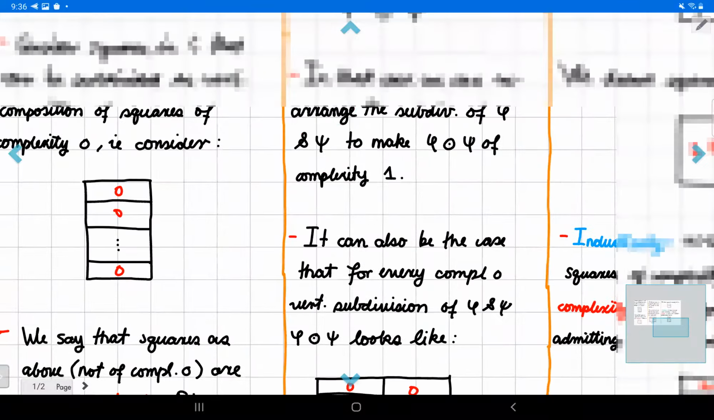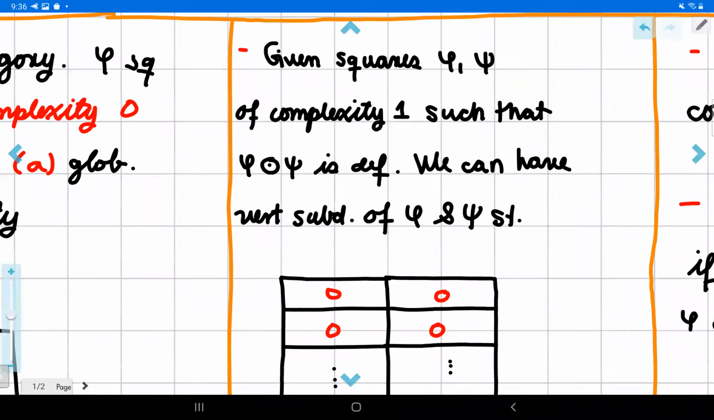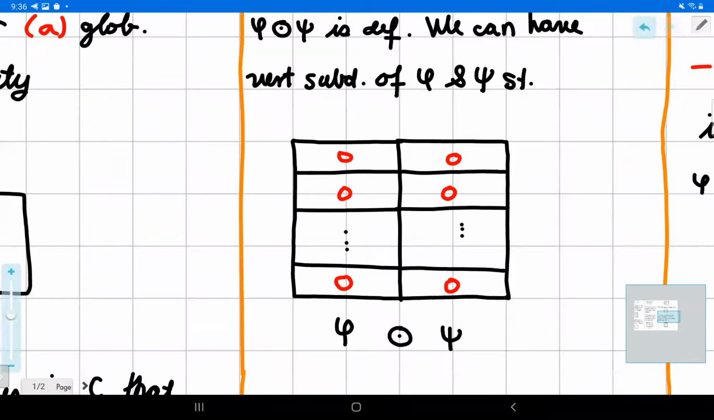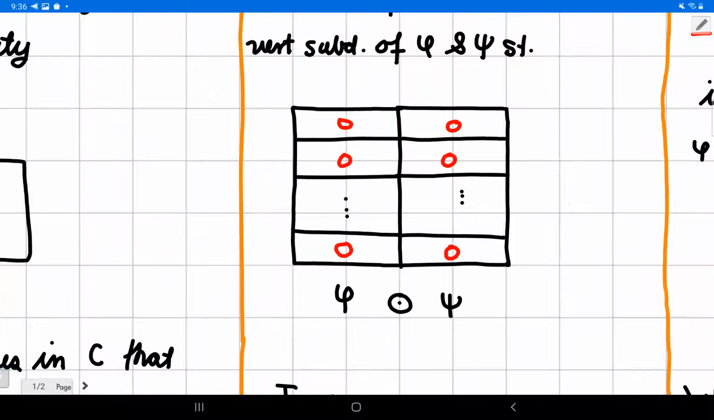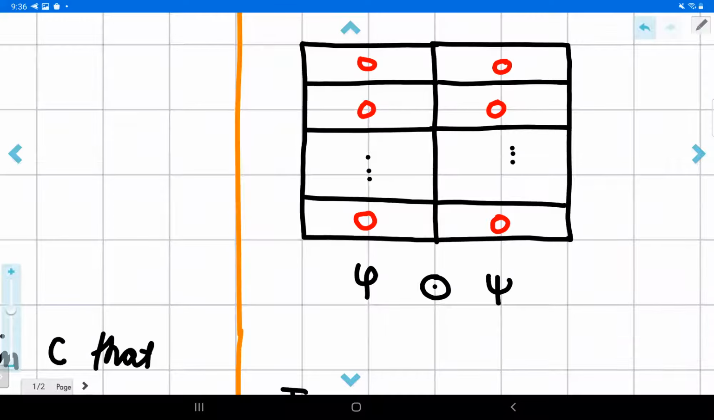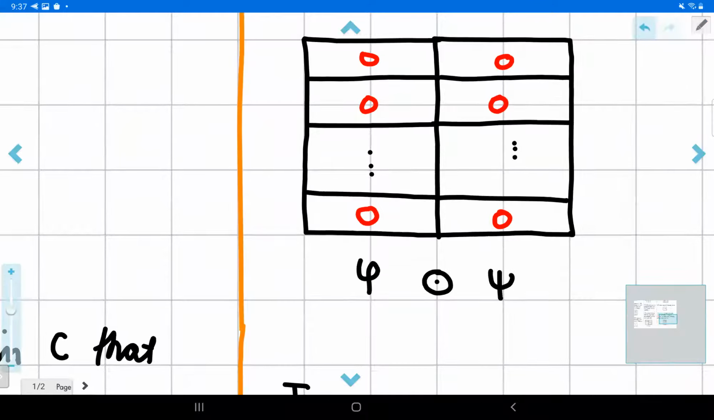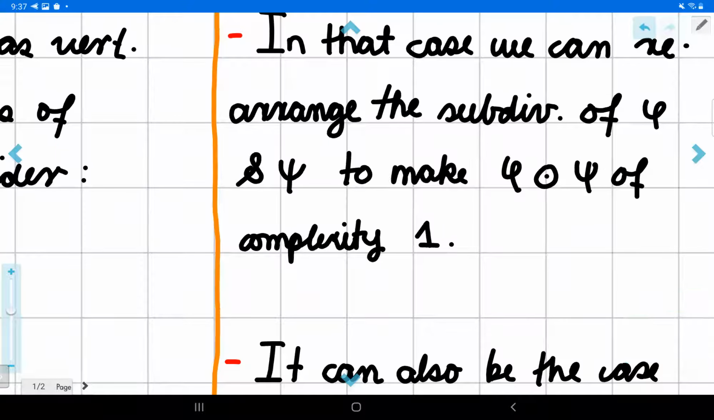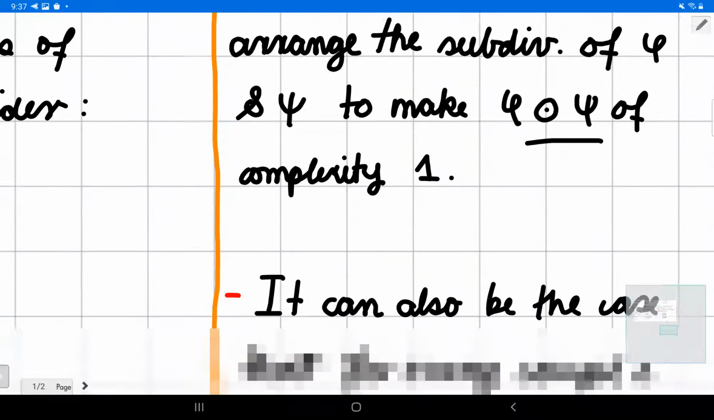Now suppose we're given squares phi and psi of complexity 0 such that the horizontal composition of phi and psi is defined. Then it can be the case that we can find vertical subdivisions of phi and psi into squares of complexity 0 that look like this. That is, that the squares of complexity 0 match horizontally. So in that case, we can compose all the squares of complexity 0 horizontally and then compose the whole thing vertically. And then we would obtain a vertical decomposition of the horizontal composition of phi and psi into squares of complexity 0. And then in that case, this horizontal composition would be of complexity at least 1.